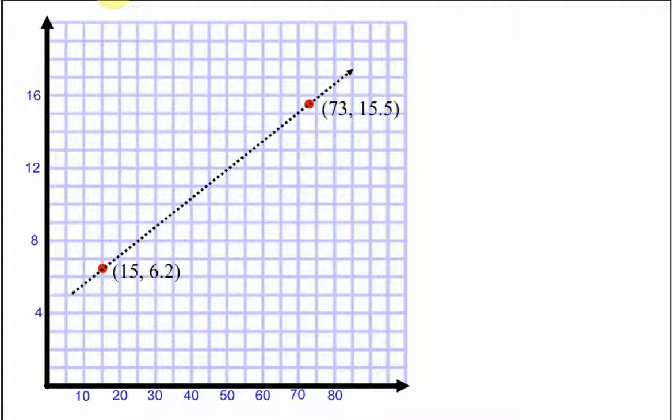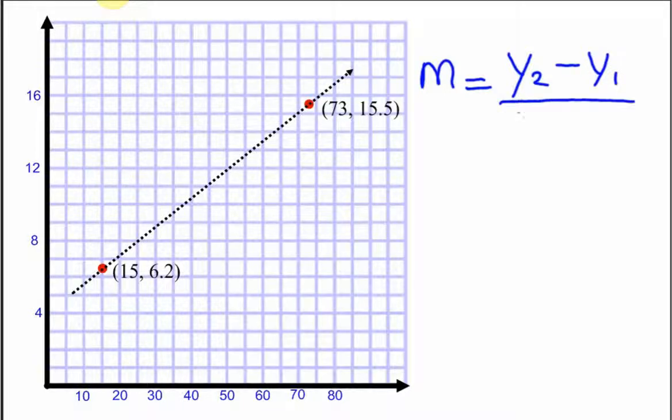So what are we going to do? Well, we're going to find that there's a different way to find slope using two ordered pairs that we know are on the line. Here's the formula. Slope is equal to the y-coordinate of the second ordered pair minus the y-coordinate of the first ordered pair, divided by the x-coordinate for the second ordered pair minus the x-coordinate for the first ordered pair. Now you're looking at that formula going, what? What are you talking about? Y-coordinate of second ordered pair? Well, here's what we're talking about.